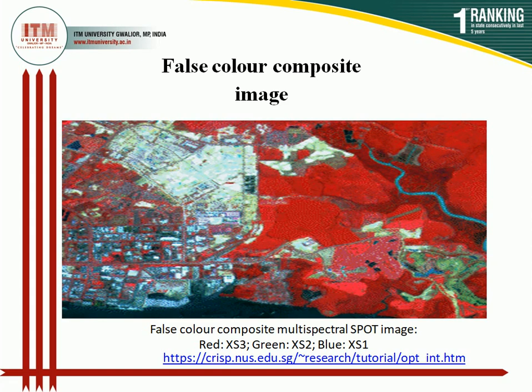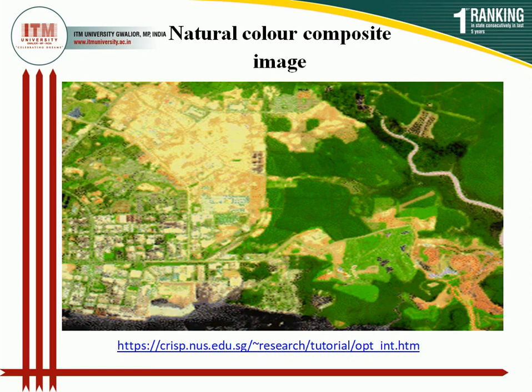And if there is sediment present over here, then the color may turn into cyan. The bare soil also appears blue in color, somewhat like this. So it is a false color composite. There is no actual resemblance of the colors which are present in the image to the natural color of the object. Next is the natural color composite.